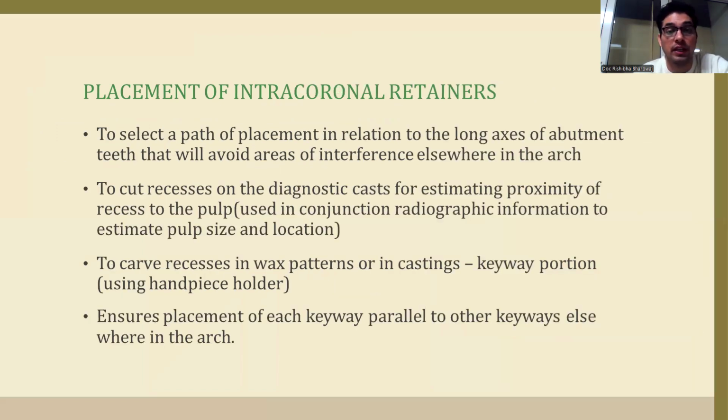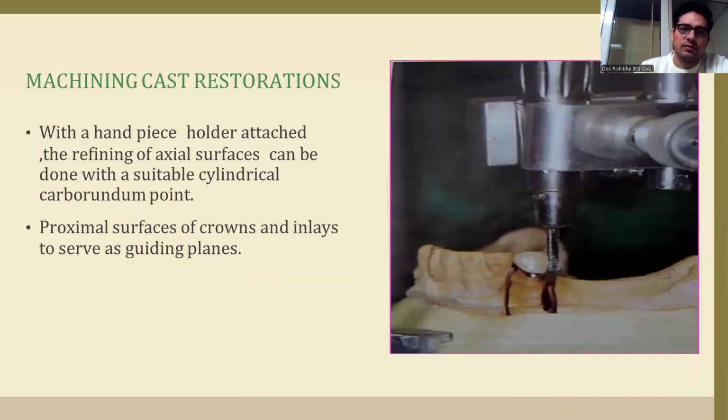Next is the placement of the intracoronal retainers. Select the path of placement in relation to the long axis of the abutment teeth that will avoid areas of interference elsewhere in the arch. Cut recesses on the diagnostic cast for estimating proximity of the recess to the pulp, used in conjunction with radiographic information to establish the pulp size and location. To carve recesses in the wax patterns or in the castings, keyway portions using a handpiece holder ensures placement of each keyway parallel to other keyways elsewhere in the arch.